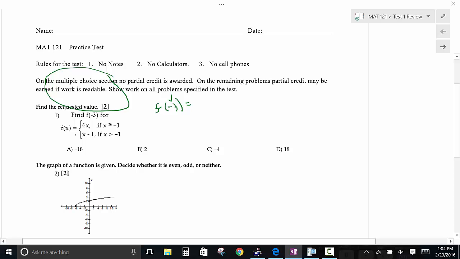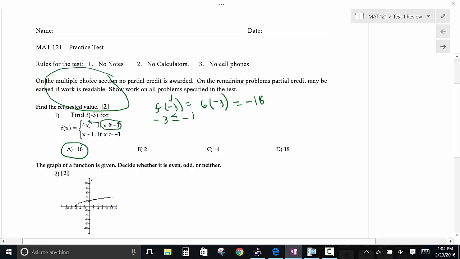Now you have two choices. You're either going to plug the negative 3 into 6x or you're going to plug it into x minus 1. Look at this right here. If x is less than negative 1, then you're supposed to plug into 6x. Is negative 3 less than or equal to negative 1? Yes. So you do 6 times negative 3 to get negative 18. That's the answer to the problem.